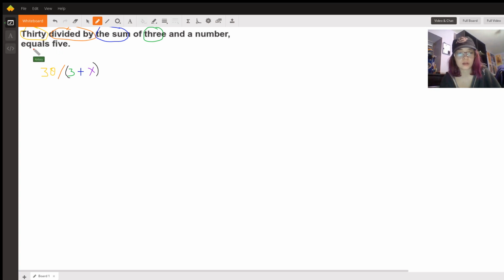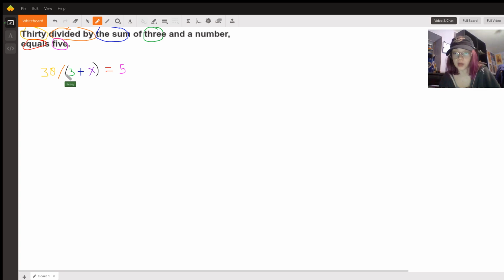So the next word in our sentence is "equals." So I'm going to draw an equals sign. And then what does this equal? It equals 5. So now we have our equation, and all we have to do is solve for this x.